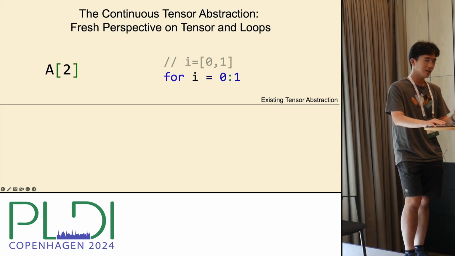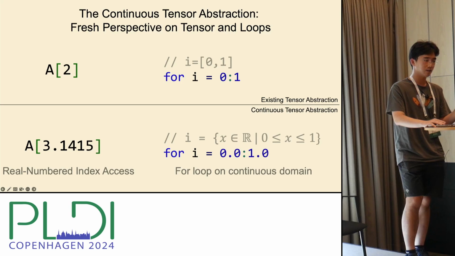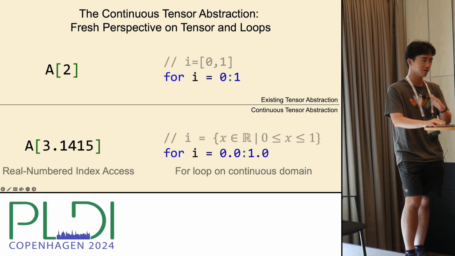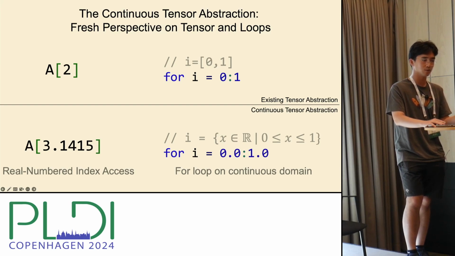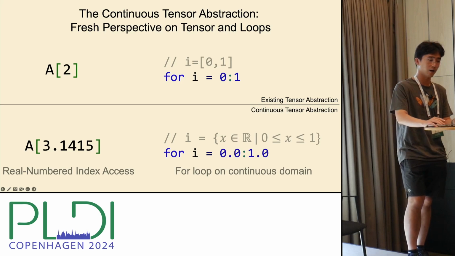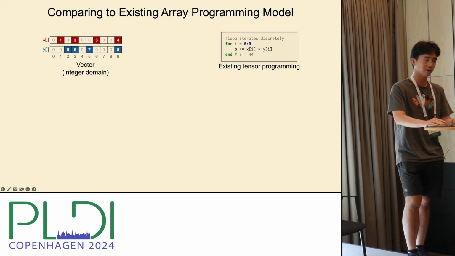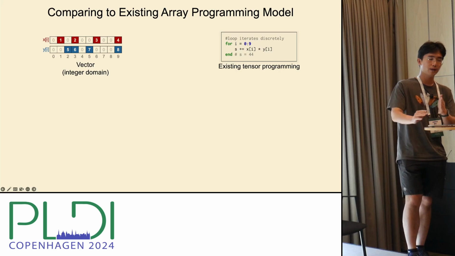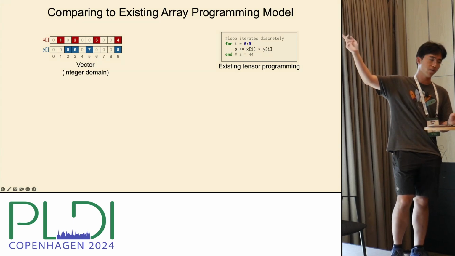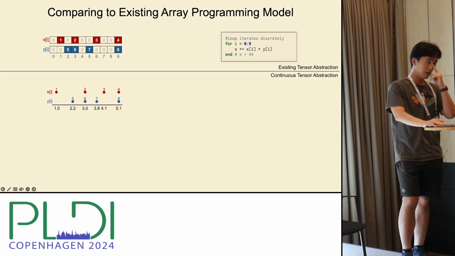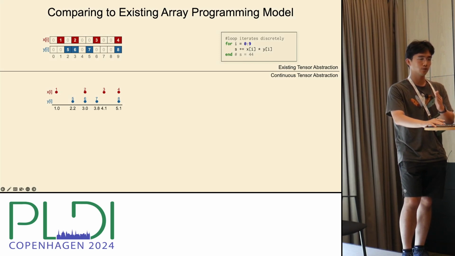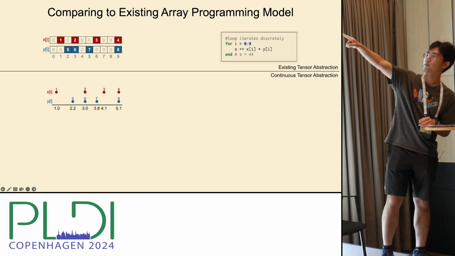Compared to integer index access like bracket 2 or discrete loop iteration, our new idea suggests accessing tensors using a real number index like bracket 3.1415, and using a continuous for loop that can keep going through an infinitely large range of real numbers. To show you what this abstraction would look like, I've set up a very simple comparison using the dot product as an example. In regular programming languages, here's how you would write the code to perform the dot product between two vectors. And the most natural extension of dot product into the real domain is using real number coordinates, as shown in the blue and red dots for vector x and vector y.